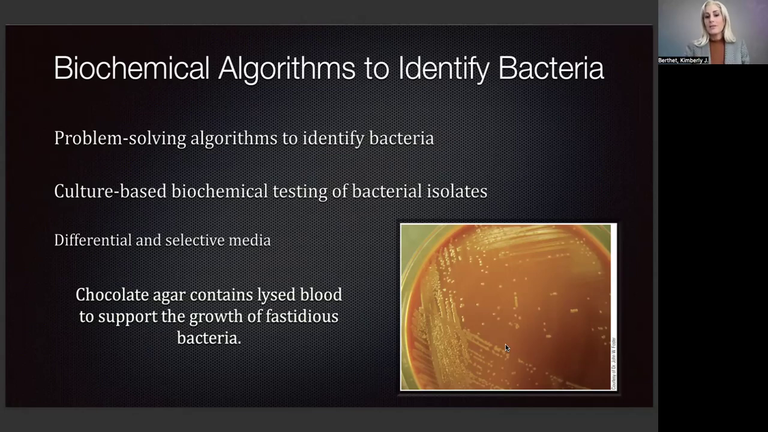Here we can see on this picture down here a fastidious microorganism. This is a microorganism that doesn't grow well, so they had to use specialized agar. So this is chocolate agar. Chocolate agar actually has lysed blood cells, so it's adding additional nutrients for microorganisms to grow.